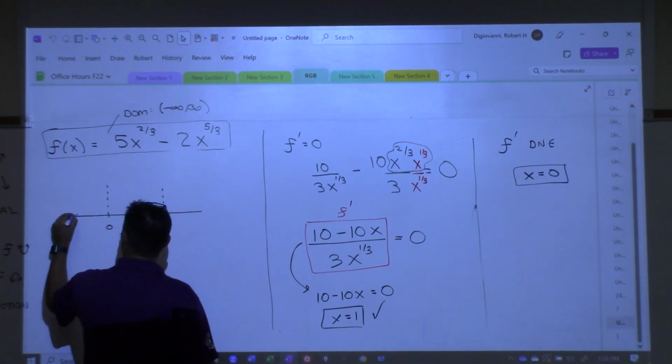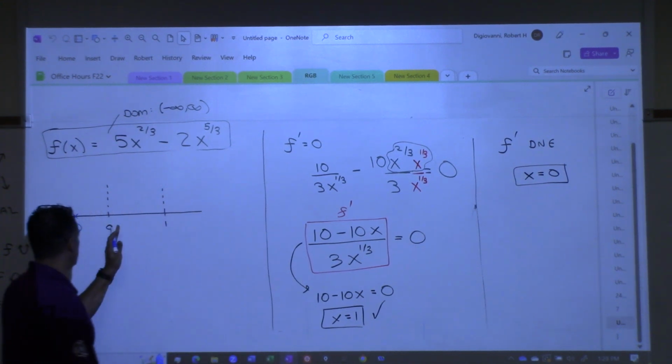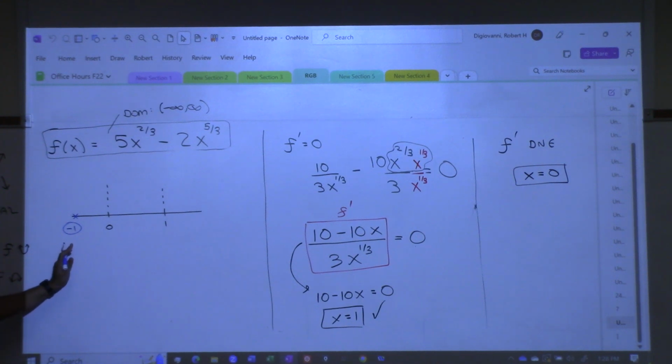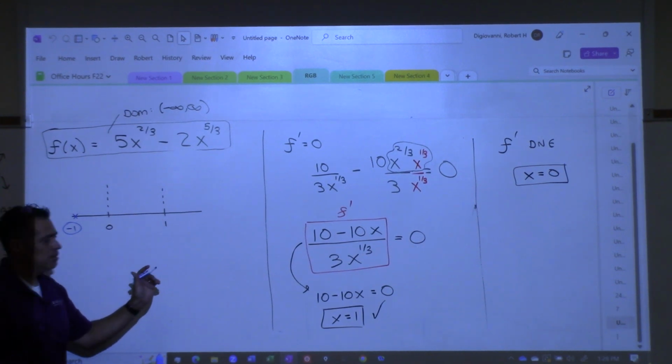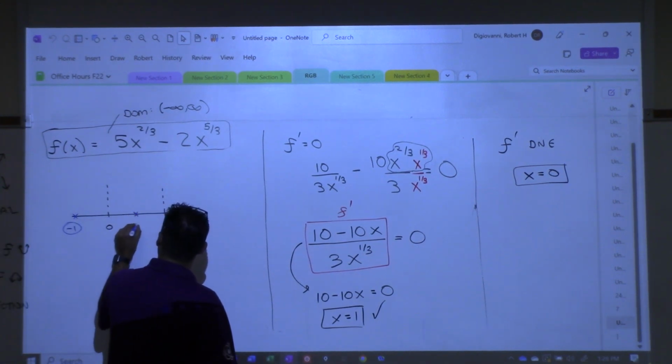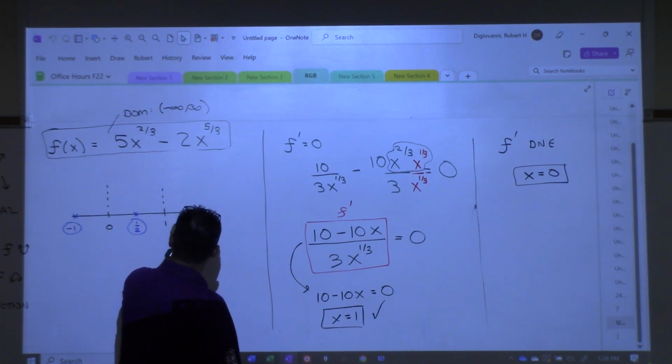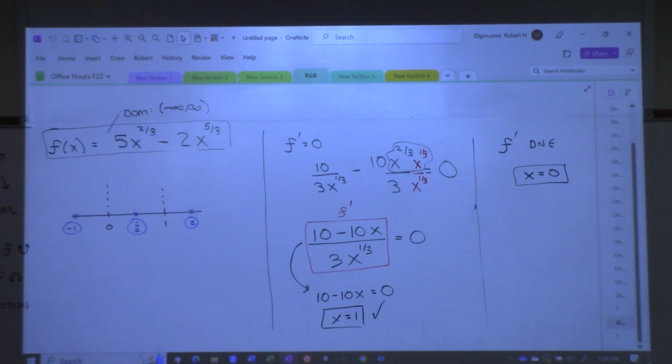So the first number I'm going to pick is -1, because that's a nice number over here to the left of 0. Unfortunately, I have to pick a number between 0 and 1 now, and there are no nice numbers in there, so maybe a half? 1/2. And then I'd like to put 2 here. How about that? I'm going to test those 3 numbers.